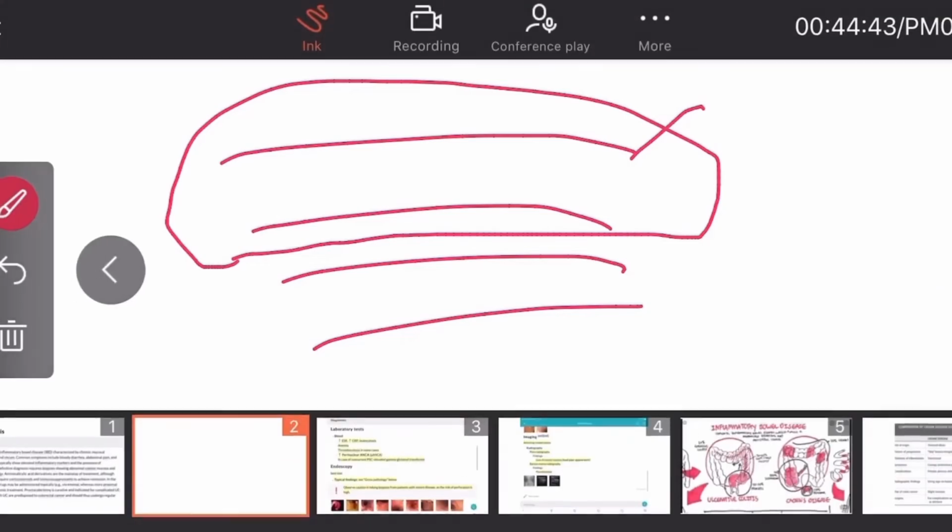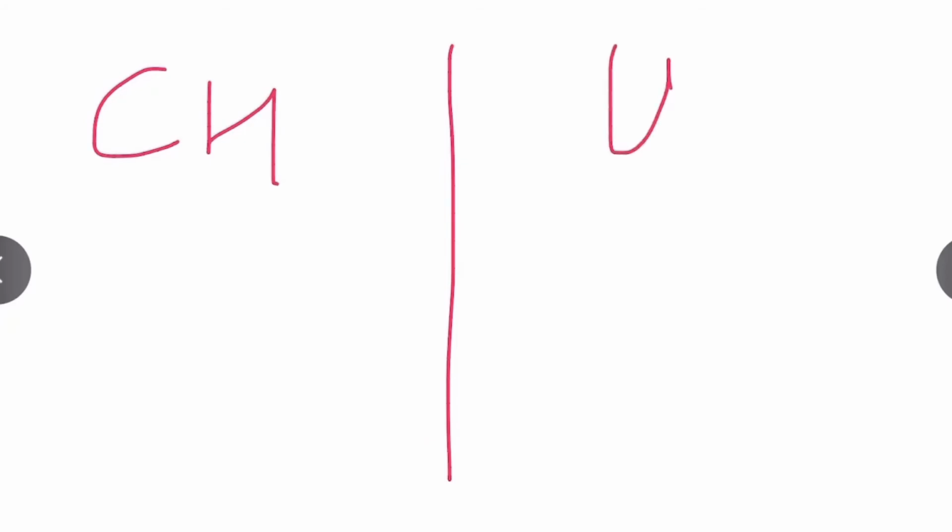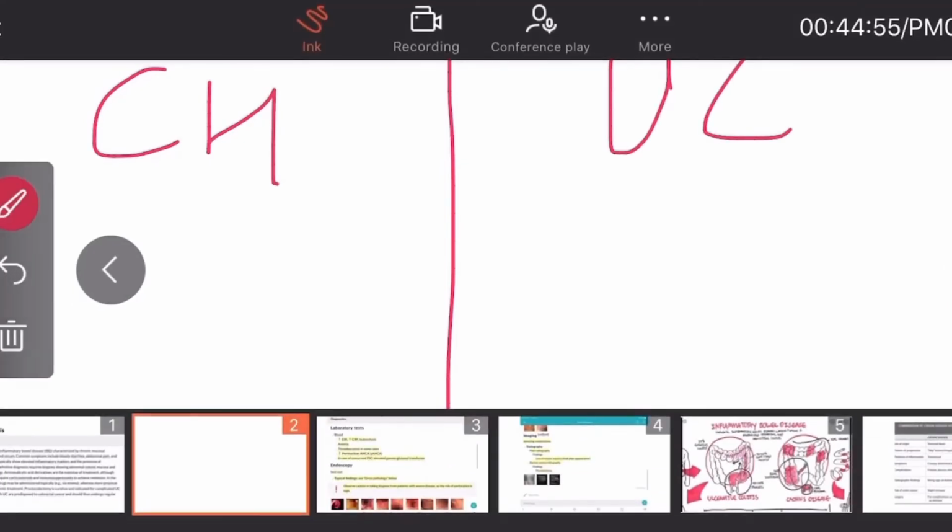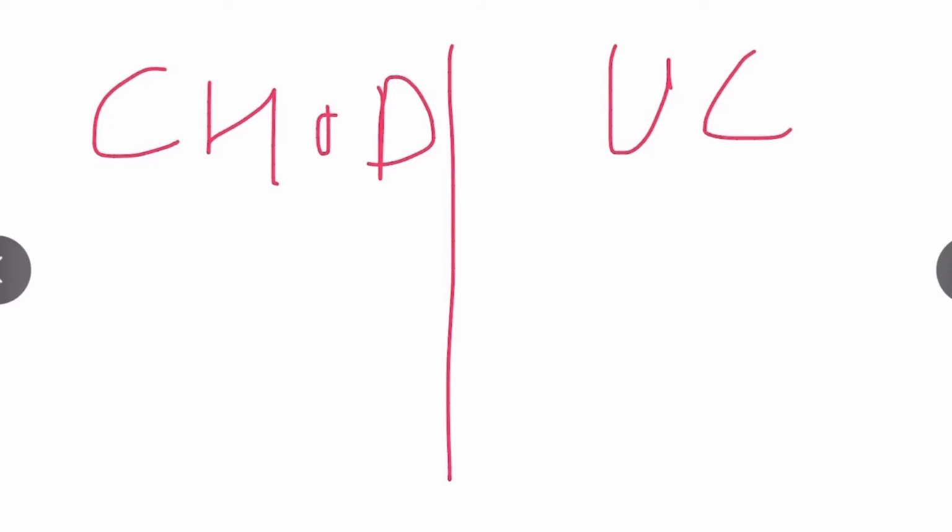Now let me tell you, there is the differential diagnosis. Actually, one is Crohn, one is ulcerative colitis. Now Crohn disease is a skip lesion disease, and it involves all four layers, meaning it is a transmural disease. Do you really understand? So all four layers.